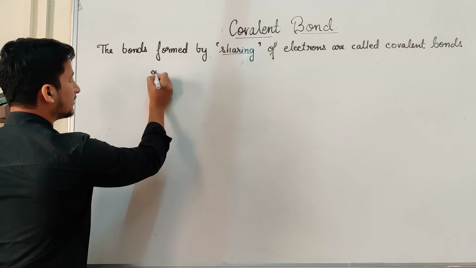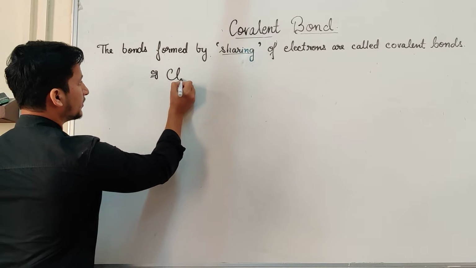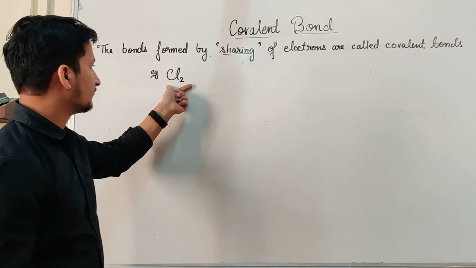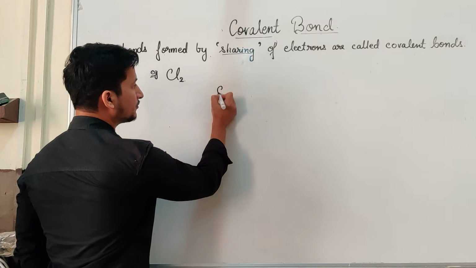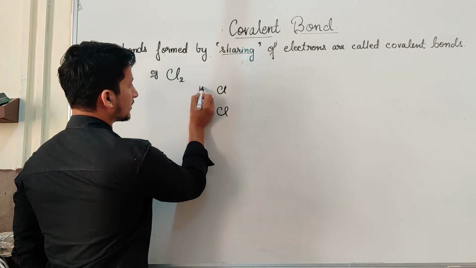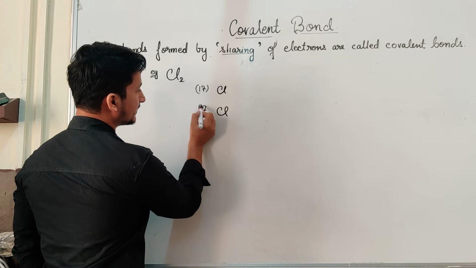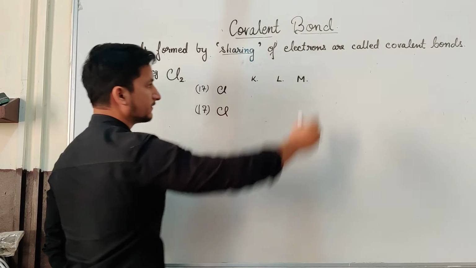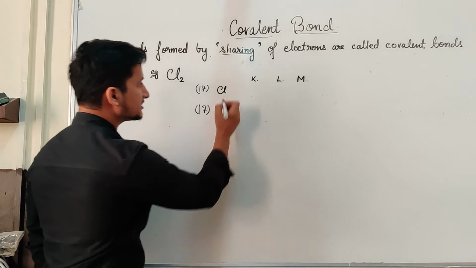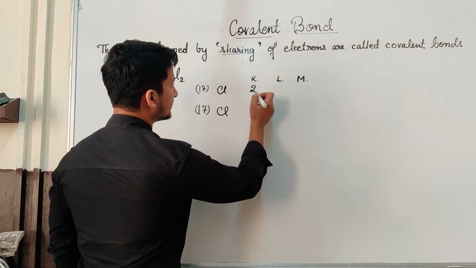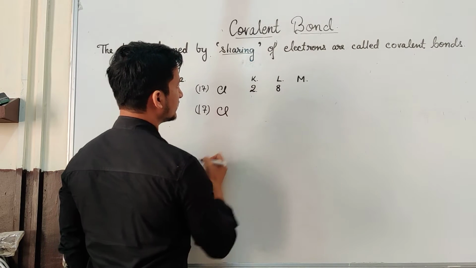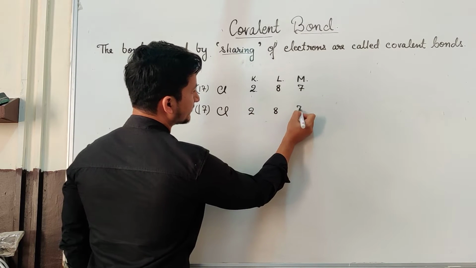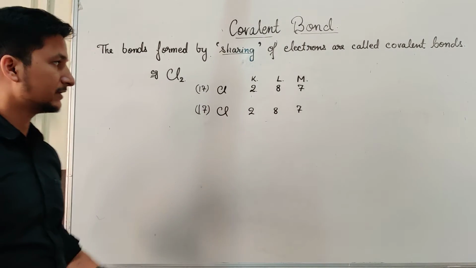Now taking example of chlorine gas, Cl2. Now let us see how the Cl2 molecule is formed. So we have two chlorine atoms and the atomic number of chlorine is 17. If I write the electronic configuration of both of them, then in the first shell chlorine has 2 electrons, in the second shell it has 8 electrons, and in the third shell it has 7 electrons.